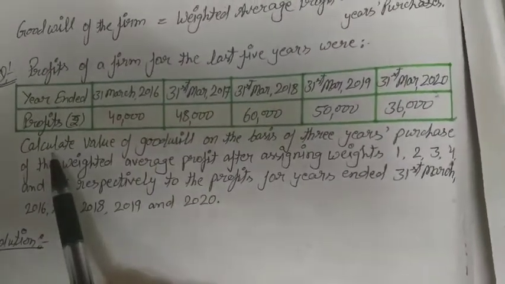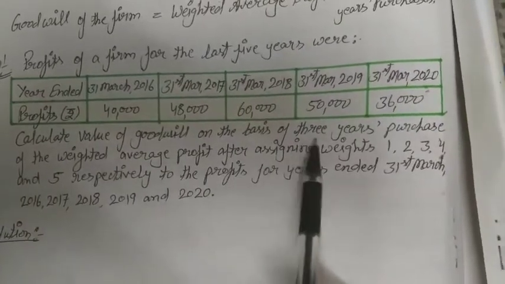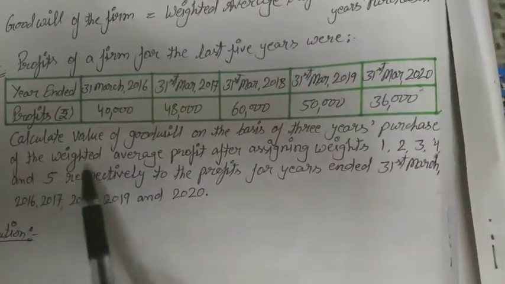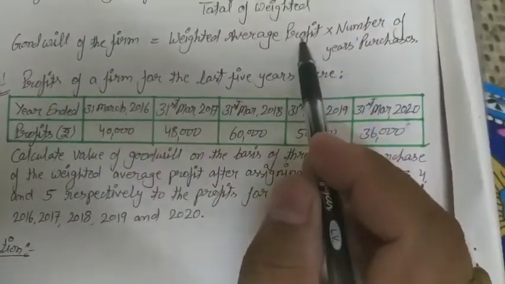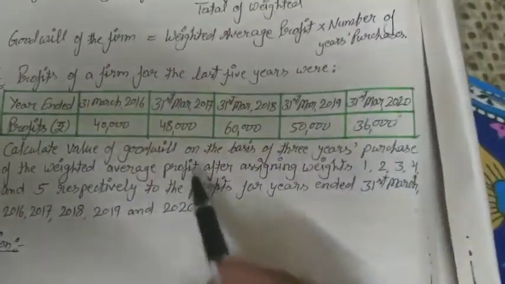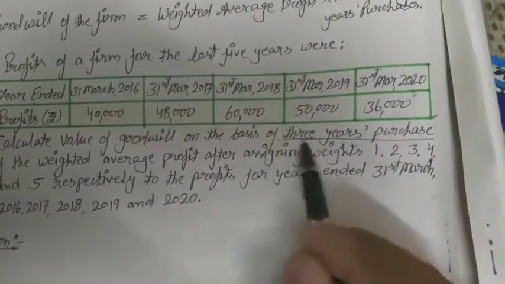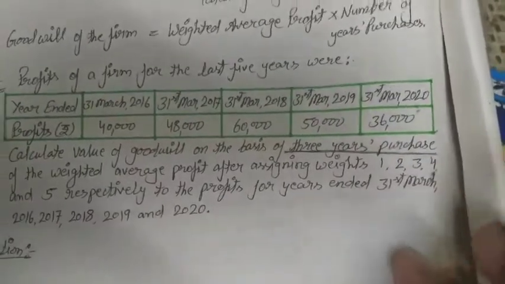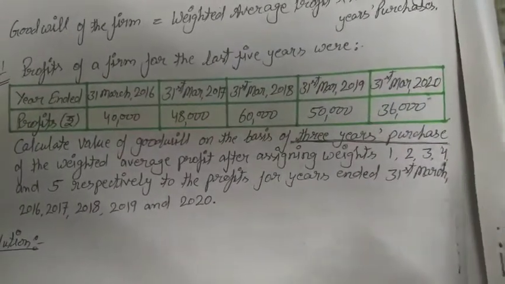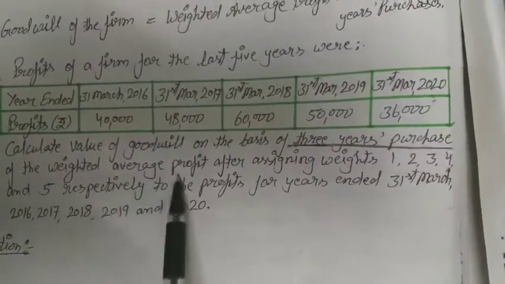They are asking in the question, calculate value of goodwill on the basis of 3 years purchases of the weighted average profit. Weighted average profit we need to calculate, and number of years purchases is already given. 3 years purchases. Is it clear? 3 years purchases they have already given in the question. No need to calculate anything regarding this. Only now we need to calculate the weighted average profit.